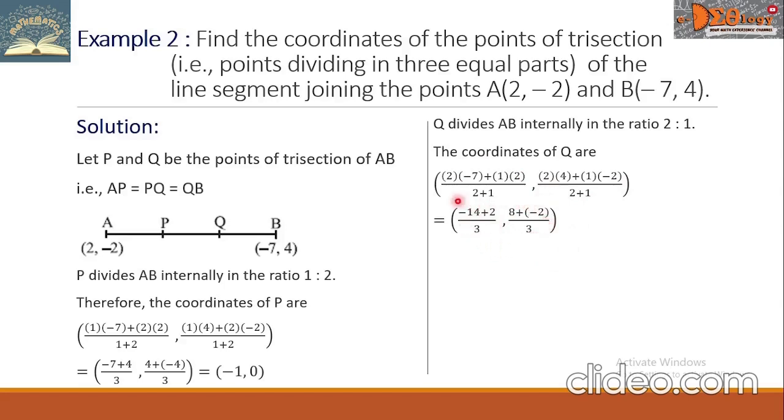We simplify the X coordinate. Negative 14 plus 2 is negative 12. Divide by 3 is negative 4. For the Y coordinate, 8 plus negative 2, and that is 6. 6 divided by 3 is positive 2. This is the coordinates of Q.